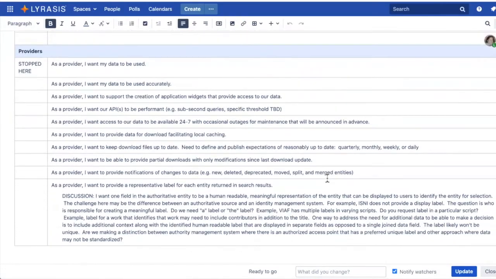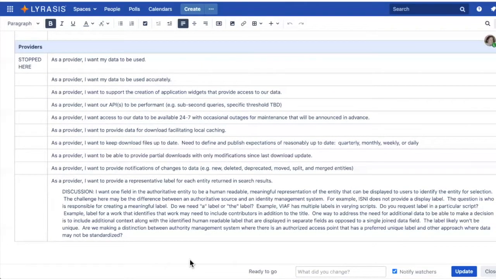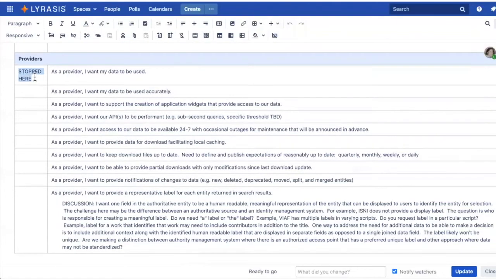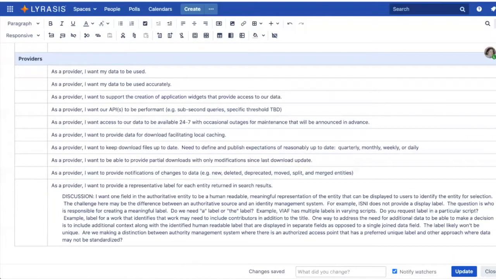So I looked back over the provider stories and they're not as detailed as the others, but I feel like they really capture what a provider is going for in a general way. So we can decide as a group, maybe we want to add in some more details, but I thought we would start by going through it at this more high level perspective.